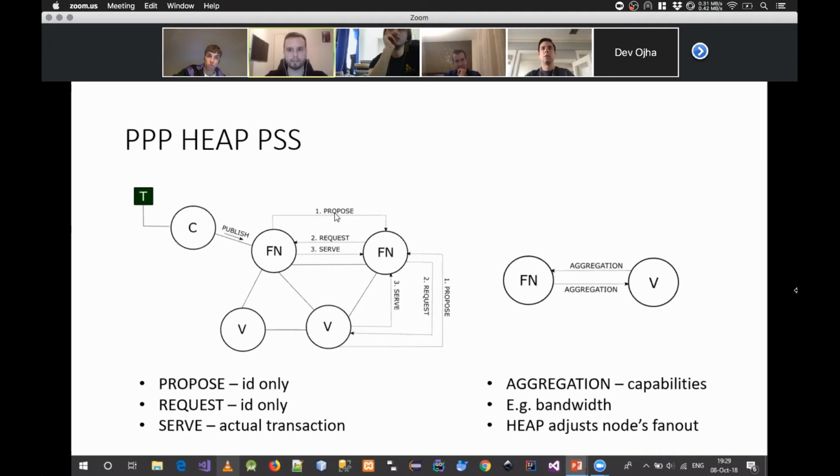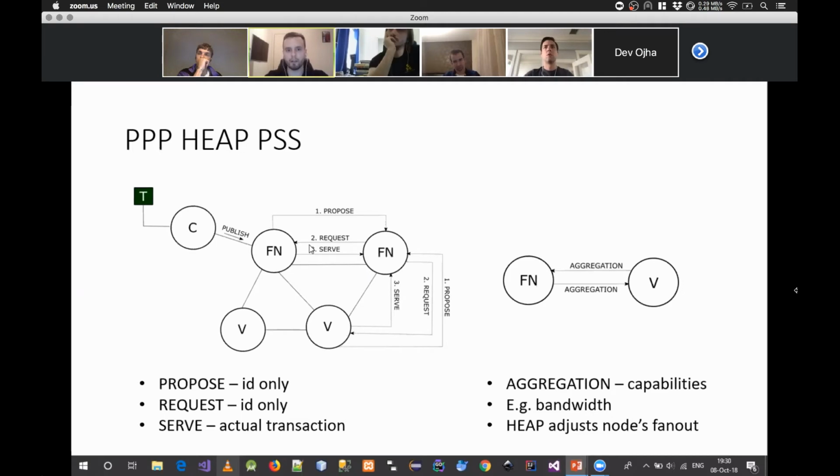When another full node receives a proposed message, it will check which of the transactions corresponding to the identifiers received in the proposed message it does not have inside its mempool. It will then send a request message to the original full node who sent the proposed message, and the request message will contain only identifiers of those transactions that are not in the mempool of this full node. When the original full node receives the request message, it will reply with a serve message, and the serve message will actually contain an entire transaction, an actual transaction.